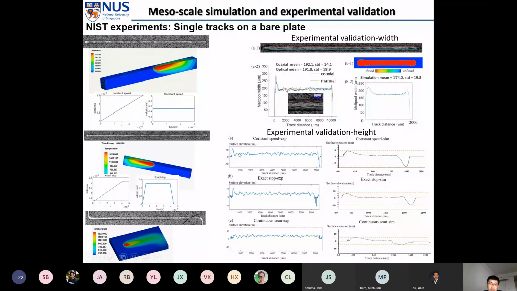You can also see there's a peak in the beginning and a valley in the end. The peak is around 10 micrometers and the valley is around minus 15 micrometers. In our simulation, you can see the peak and the valley. The values also agree pretty well.